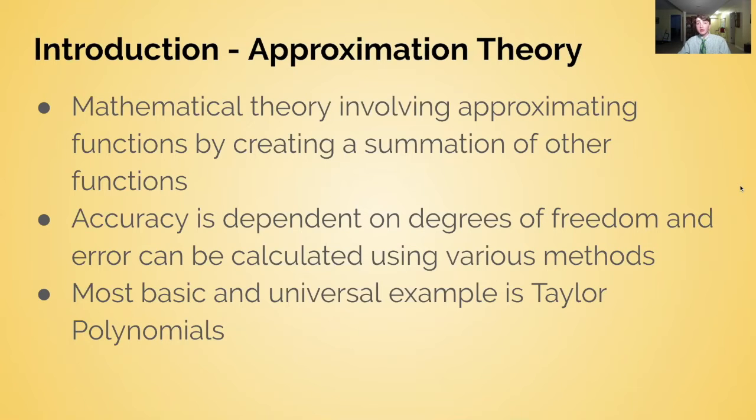And error can be calculated using a variety of different methods. Typically the way you calculate error is dependent on the way that you approximate the function originally. And the most basic and universal example of approximation theory is a Taylor polynomial. This is a method of approximating complex two-dimensional functions, typically sinusoids, and breaking them down into, creating a combination of polynomials that approximates the data values of the more complicated function.